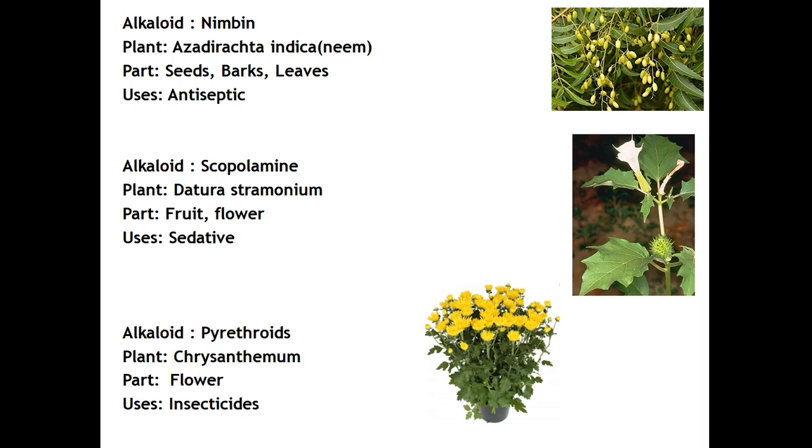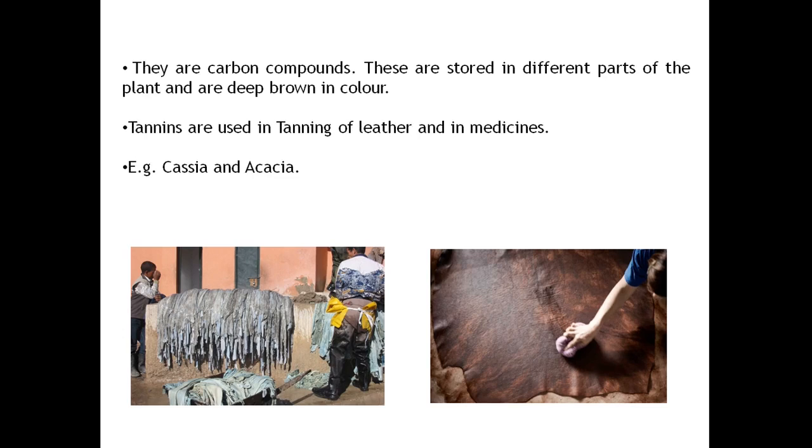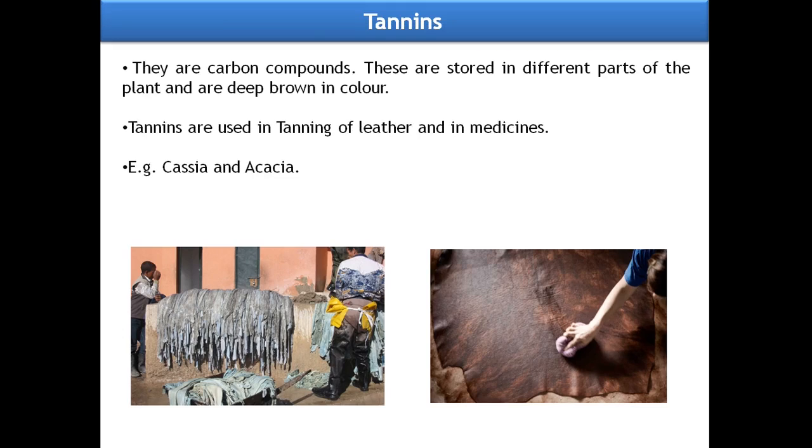Now coming to the tannins. Tannins are carbon compounds. These are stored in different parts of the plant and are deep brown in color. Tannins are used in tanning. What do you mean by tanning? Tanning is the process of treating skin and hides of animals to produce leather. So tannins are used in the leather industry and in medicines. Example, cassia and acacia.